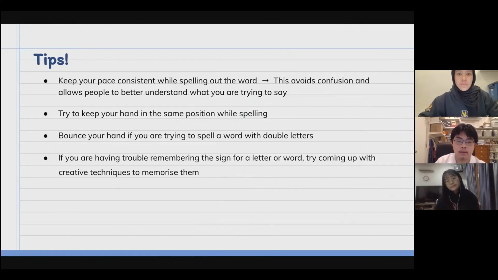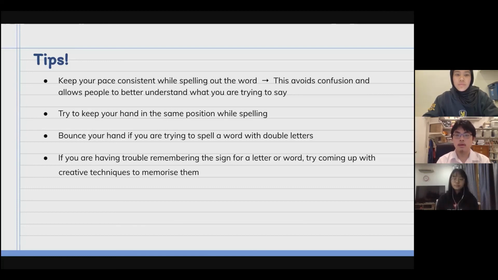So I can give you a few tips. We have a few tips for you when you are practicing sign language. The first tip is you should keep a consistent speed when you're spelling out a word. You do this to avoid confusion, and this will allow you to be better understood by the people that you are communicating with.